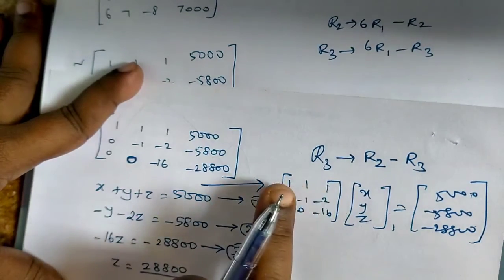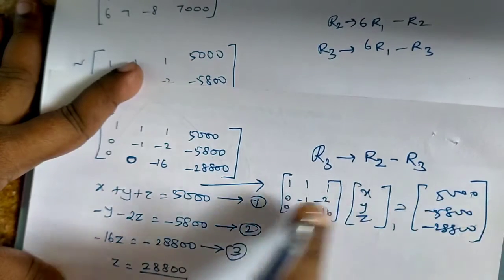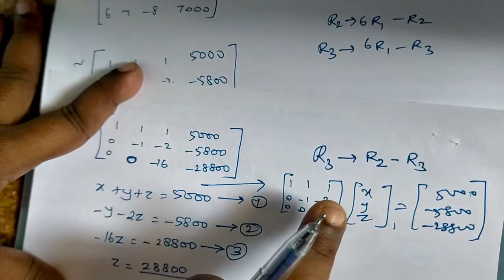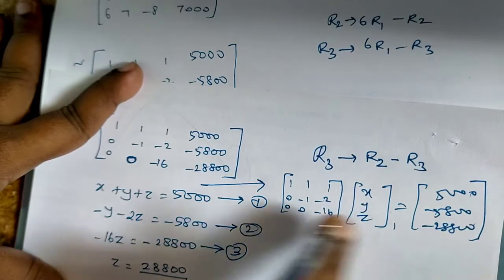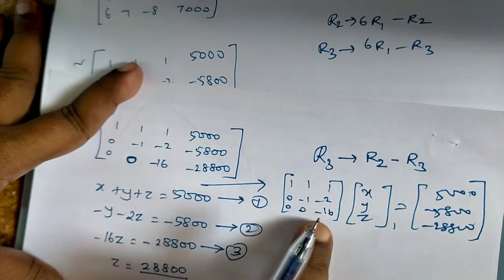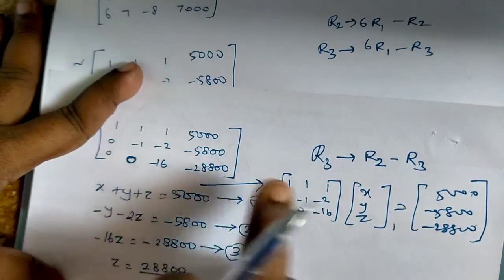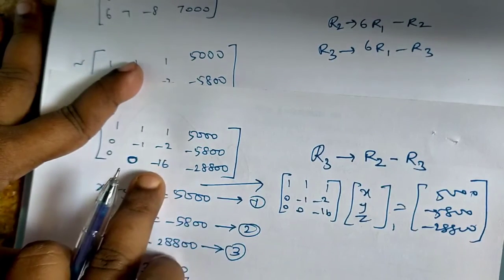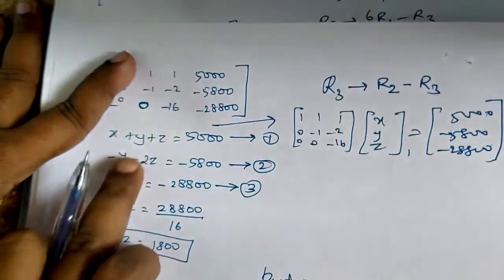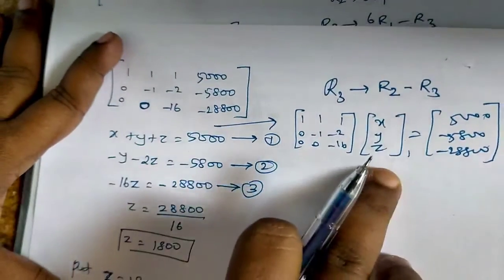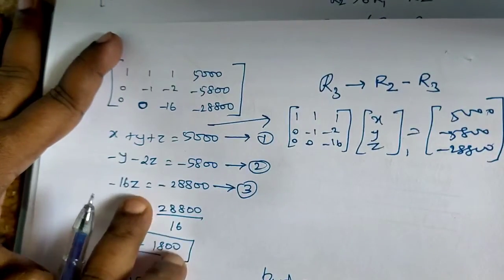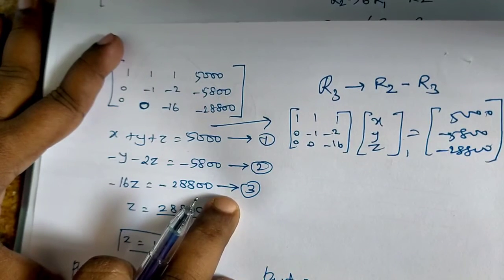Equation form you already know: x plus y plus z equal to 5,000; 0x you need not write, y minus 2z is equal to minus 5,800; and finally minus 16z equal to minus 28,800. See, we are coming to the matrix form since it has become echelon form. So after making the echelon form you can write the matrix form, then you can write the equation form, then you try to get the answer for z from the third equation.